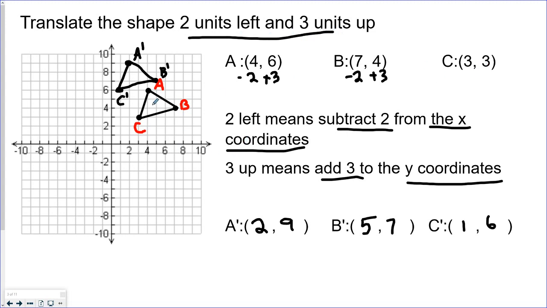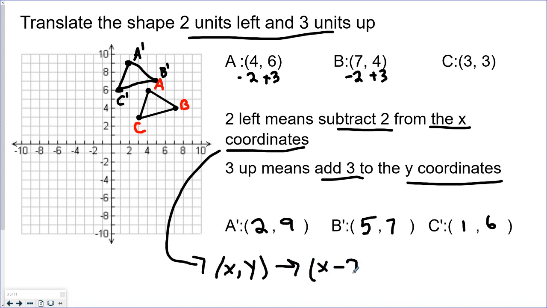So again, you can do it by the graph, or you can do it by adding or subtracting. Doesn't matter which. You should know how to do it by adding or subtracting, though, because sometimes you might not be given a graph. By the way, some people will write this as a shorthand. They'll say (x, y) goes to (x minus 2, y plus 3). This is basically the algebraic way of saying this right here.